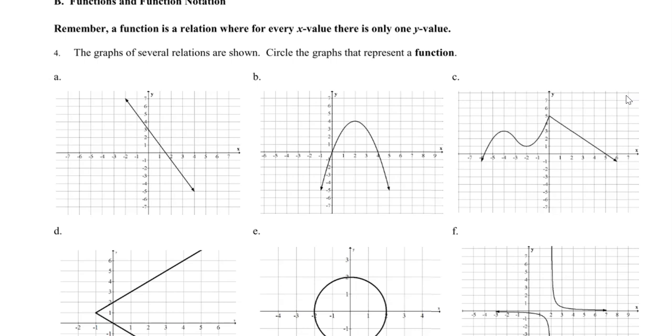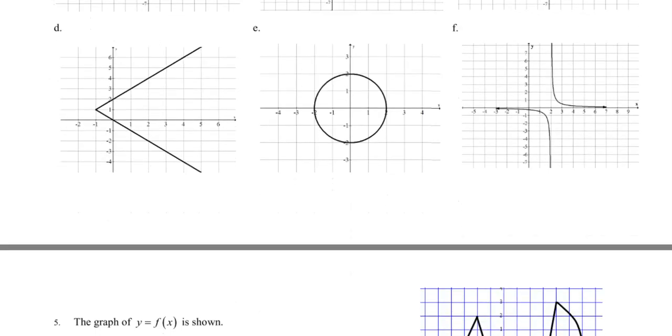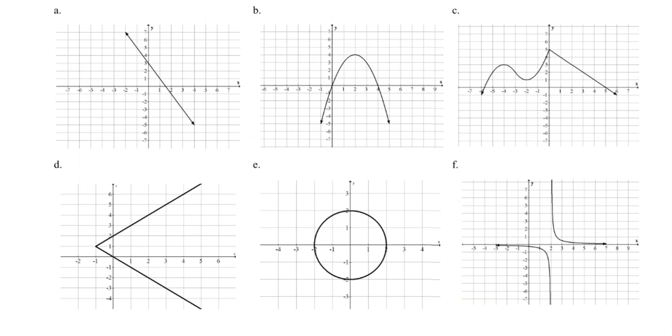Okay, so remember, a function is a relation where for every x value, there's only one y value. The graphs have several relations. Circle the ones that represent a function. Okay, so go ahead. There's like 6 of these. So if it's a function, if for every x value there's only one y value, circle it.